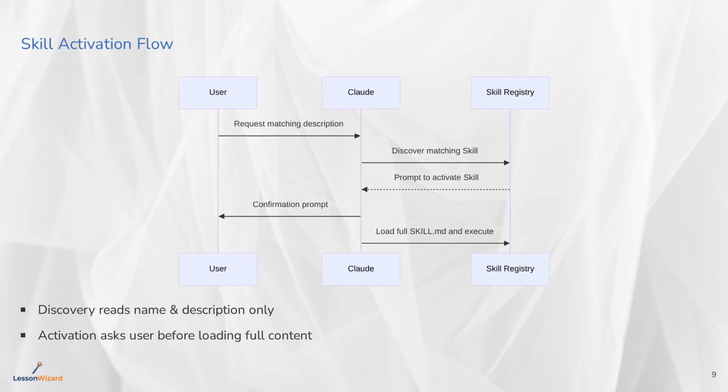When you type a request, Claude first scans the skill registry, which holds only the names and descriptions of all loaded skills. If it finds a match, Claude asks you to confirm activation. After you agree, Claude pulls in the full SKILL.md and runs the defined steps. This three-stage process keeps startup fast, respects user control, and ensures the right skill runs at the right time.